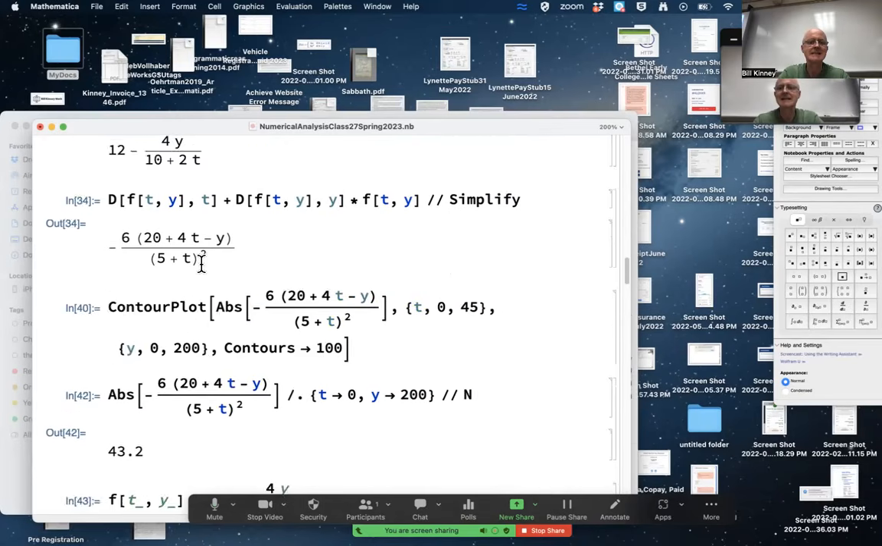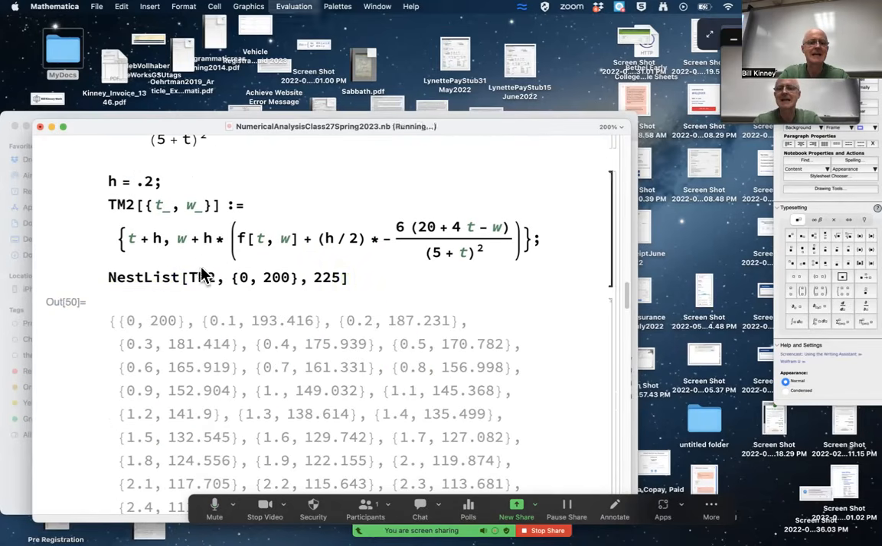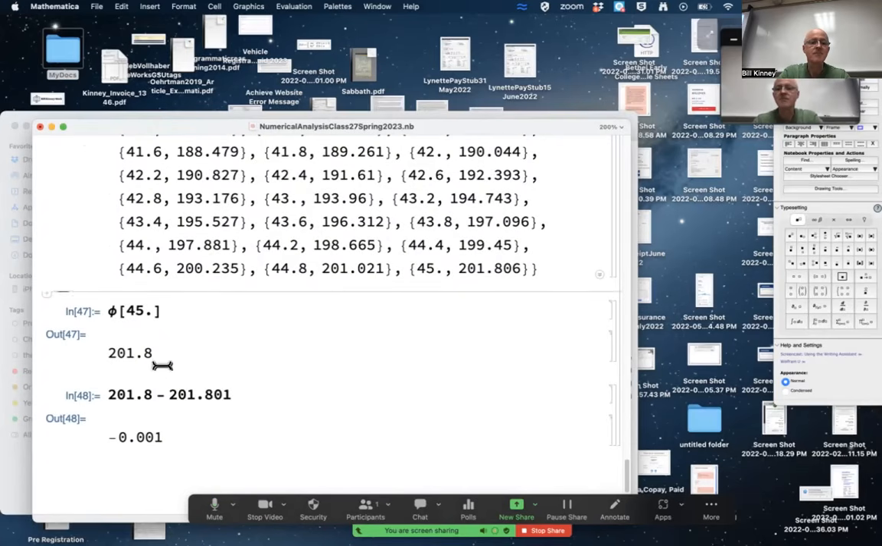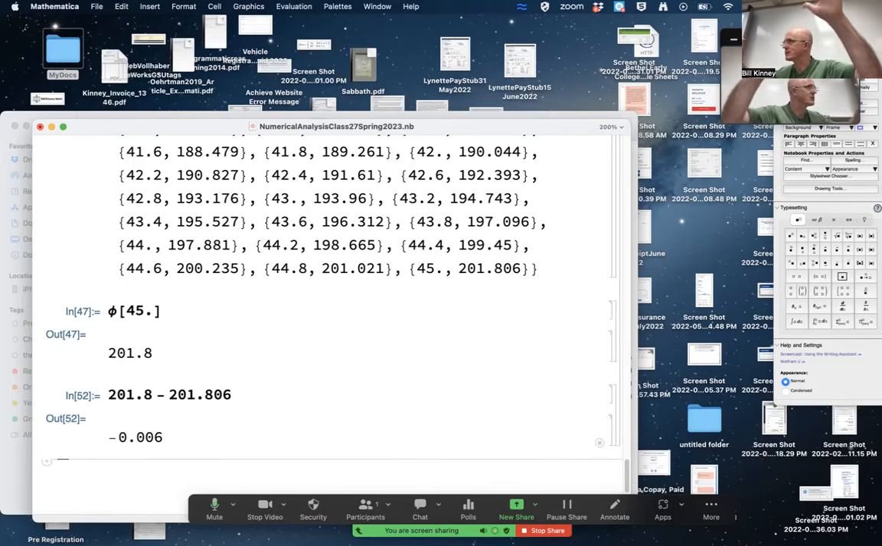Let's see if it is. Sorry for all the scrolling today. 201.8 minus 201.806. Okay, negative 0.006. I mean, these are just rules of thumb. It's not exactly what you would expect. But as h gets smaller, it does tend to follow the rule of thumb better. If you decrease h by a factor of 1/10, say, you would expect the error to go down by about a factor of 1/100th.